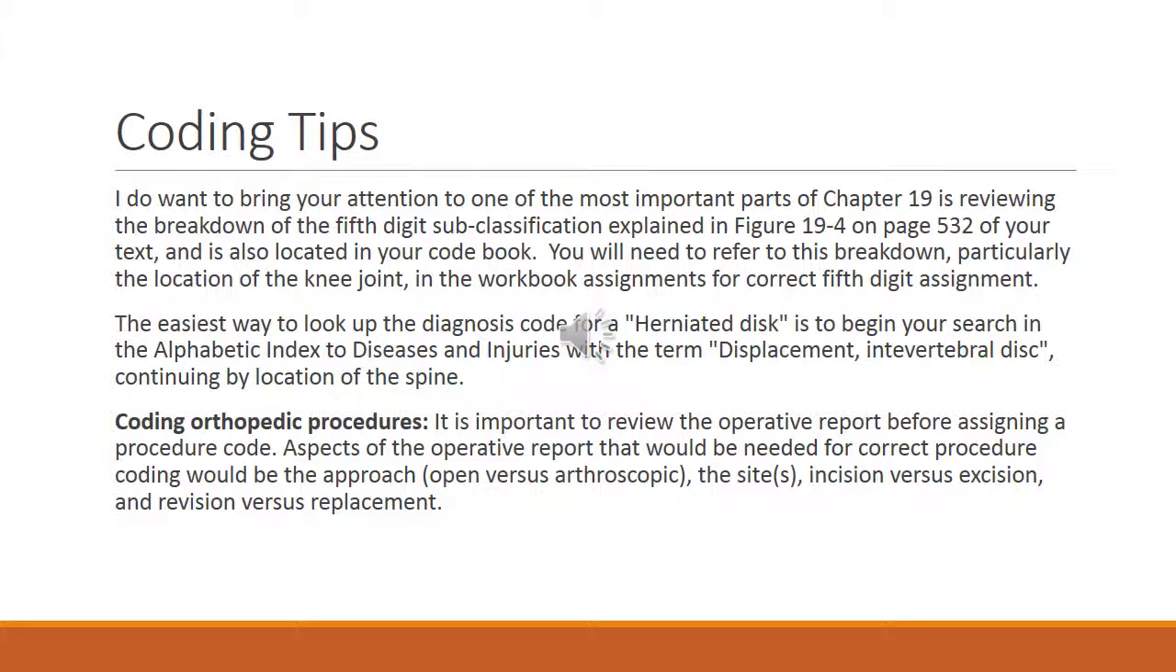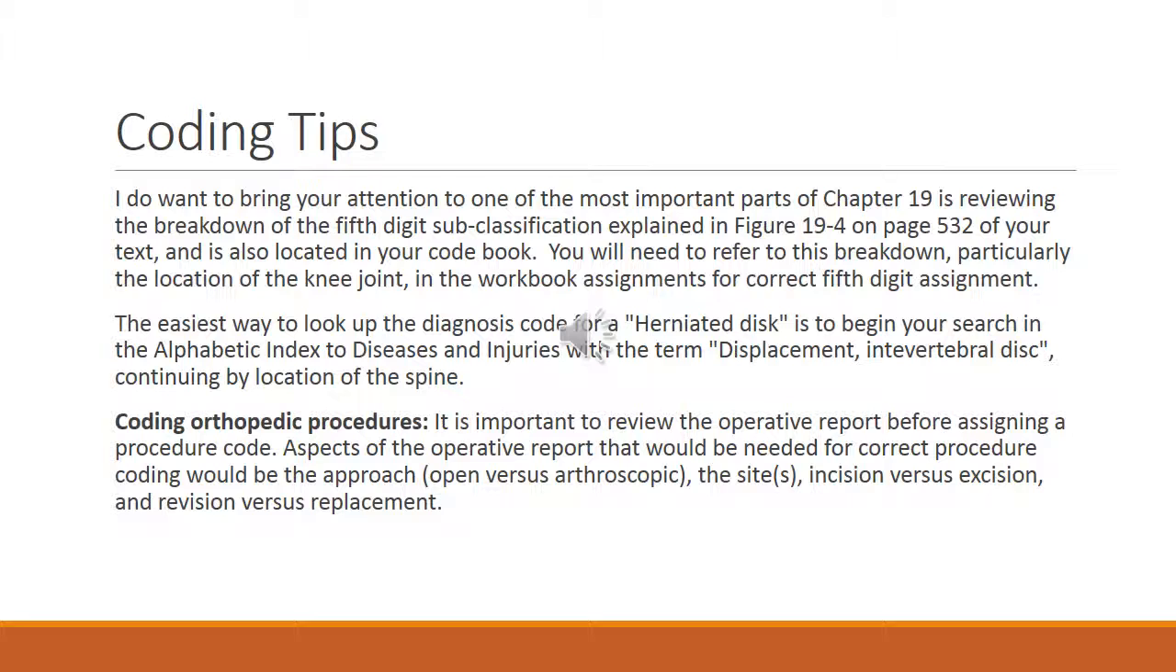Okay, here are some coding tips for this chapter. I do want to bring your attention to one of the most important parts of Chapter 19, which is reviewing the breakdown of the fifth digit subclassification explained in Figure 19-4 on page 532 of your text and is also located in your code book. You will need to refer to this breakdown, particularly the location of the knee joint, in the workbook assignments for correct fifth digit assignment.